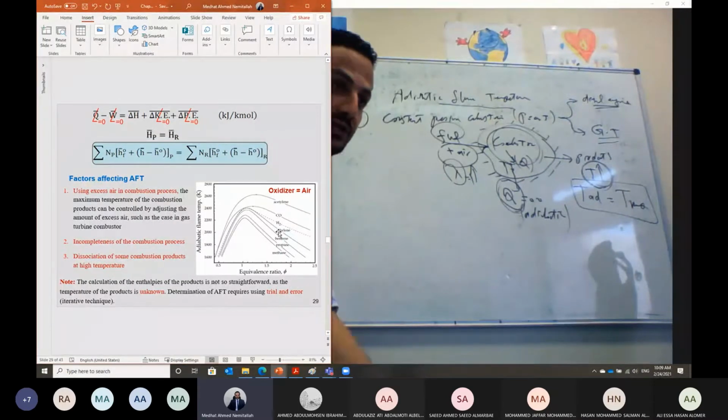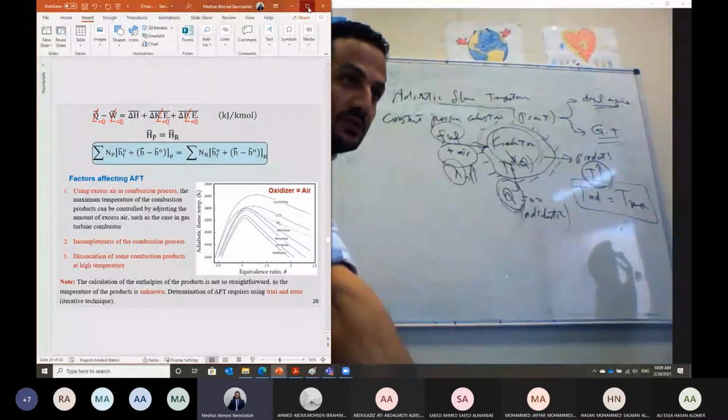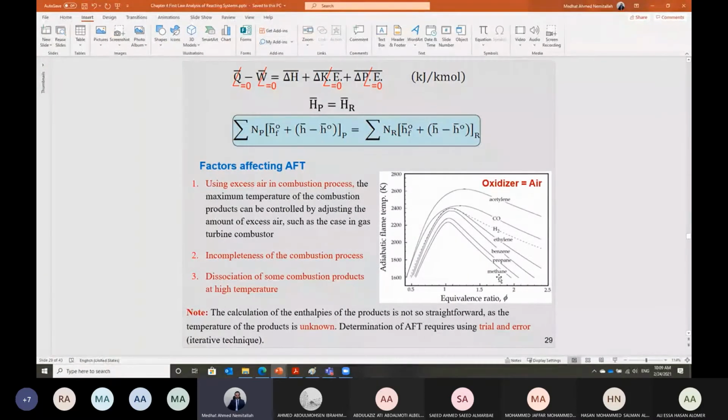You can see here the adiabatic flame temperature for different fuels. For methane, and the adiabatic flame temperature for propane is higher than that of methane at the same equivalence ratio. Also we have the adiabatic flame temperature of ethylene. Hydrogen has a high adiabatic flame temperature, very close to the value of CO under stoichiometric combustion. And as you can see, acetylene has an even higher adiabatic flame temperature.